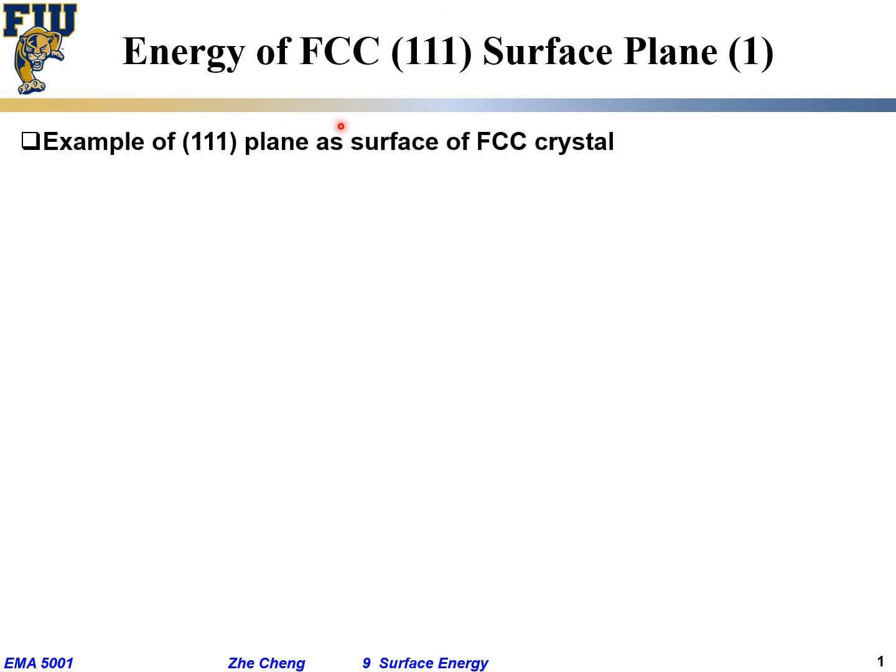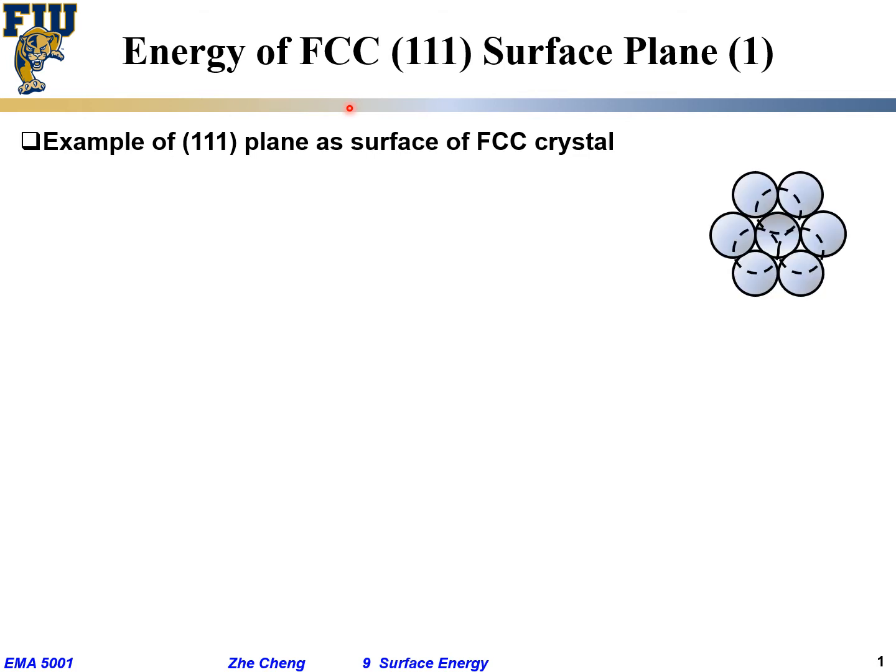How do we understand? So let's take a look at one simple example. We are looking at what types of crystal. FCC means so-called face-centered cubic crystal, and we are looking at the so-called 111 plane. Okay, FCC and 111 is quite often the close-packed plane for the face-centered cubic crystal.